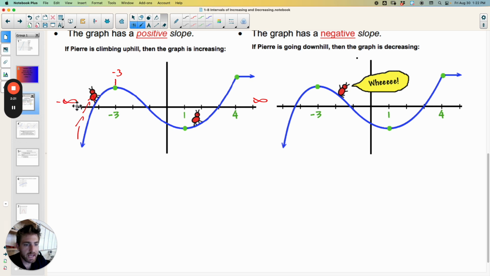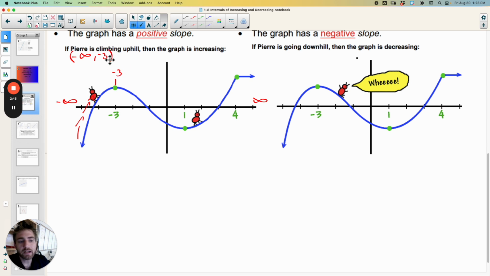So from negative infinity to negative 3, Pierre is increasing. So I'm going to write that right here. From negative infinity to negative 3, and I'm going to put parentheses around this because I do not include negative infinity. I never do anytime we write these in interval notation.